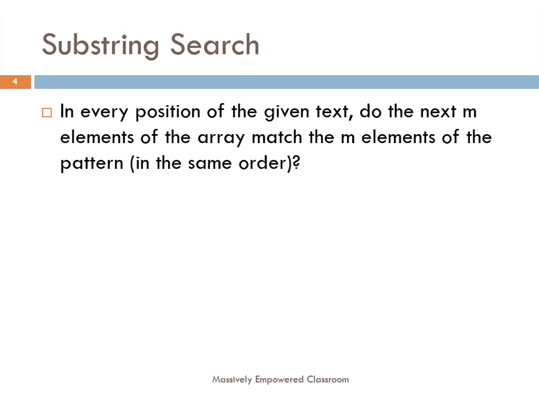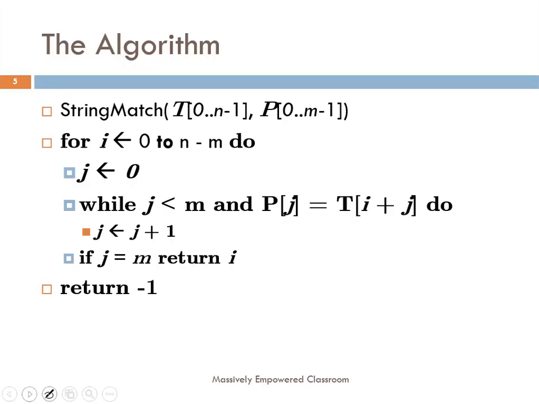So as I said, the idea is in every position of the given text T, do the next m elements of the array or the text match the m elements of the pattern P in the same order, right? And if there is a match, we have found a successful search. Otherwise, we advance the position and repeat the matching process. So the algorithm string match takes 2 inputs, the text of n elements and the pattern of m elements. So T is from 0 to n minus 1, P is from 0 to m minus 1. The pattern, and as I said before, m must be less than or equal to n.